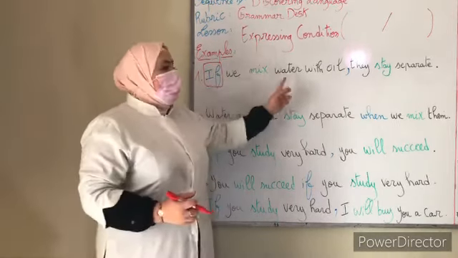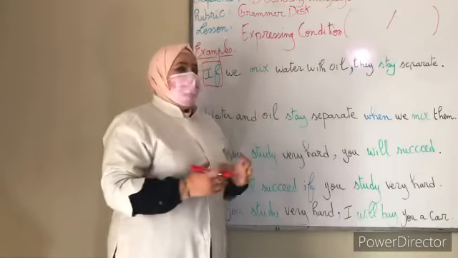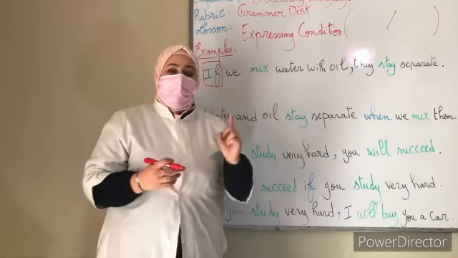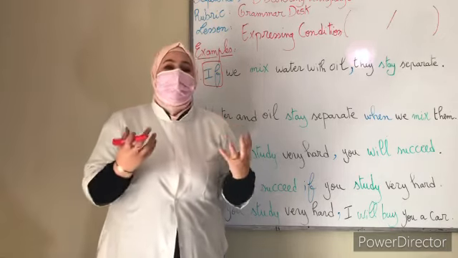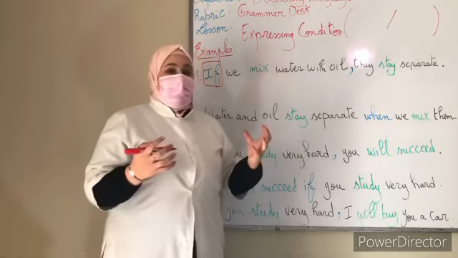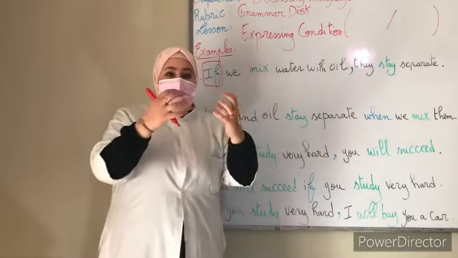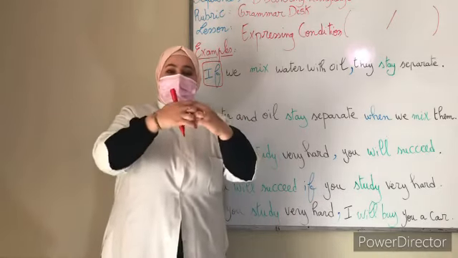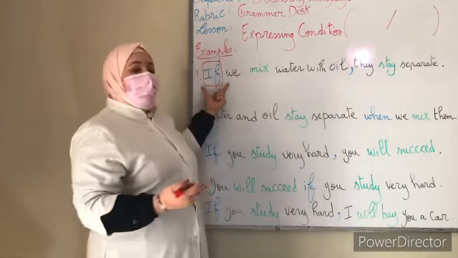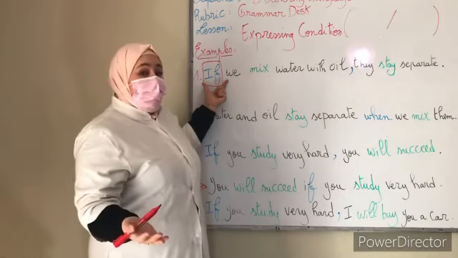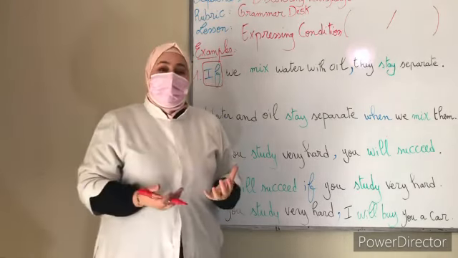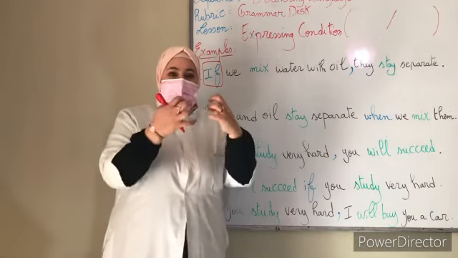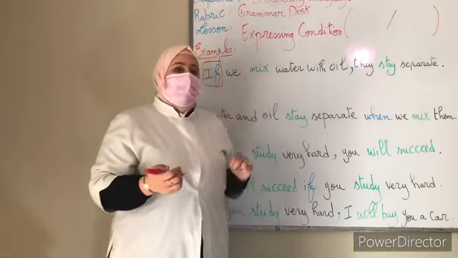Let me ask you my first question. If we mix water with oil, they stay separate. Do you think that this is a simple sentence? Of course, no, it is not a simple sentence because you have two parts, or it's preferable to say two clauses, combined together with the subordinating conjunction, which is if. Here we have a complex sentence because we have the combination of two different clauses.